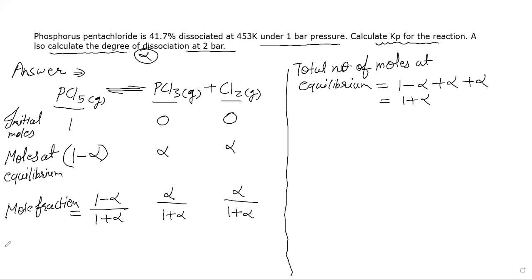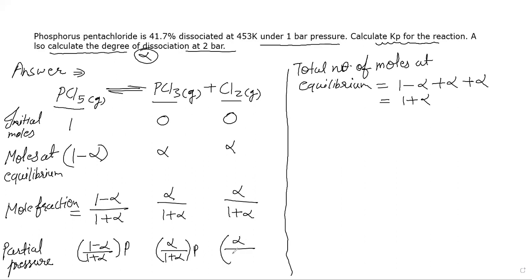Then I'll calculate partial pressure at equilibrium. Partial pressure of PCl5 is equal to 1 minus alpha upon 1 plus alpha, that is mole fraction of PCl5, into total pressure, P. Here P is the total pressure. Now partial pressure for PCl3 will be alpha divided by 1 plus alpha into P. Similarly, partial pressure for chlorine gas will be alpha divided by 1 plus alpha into P.